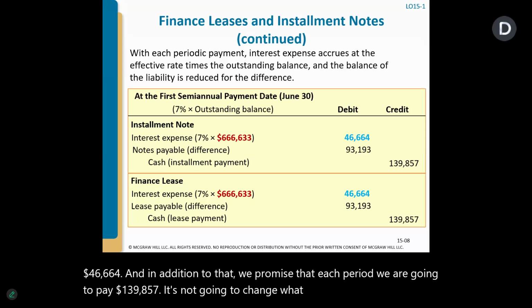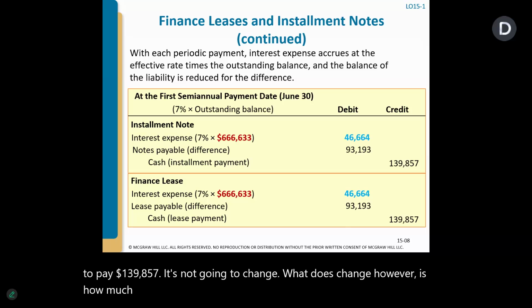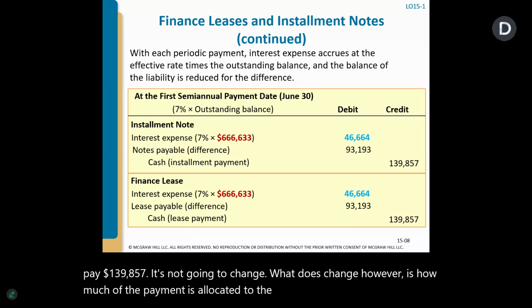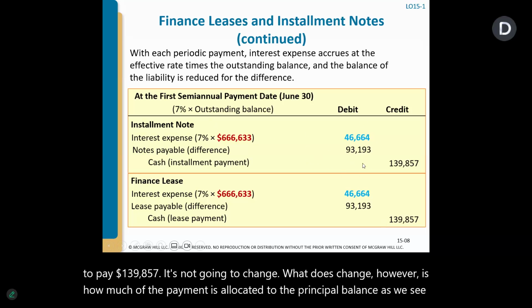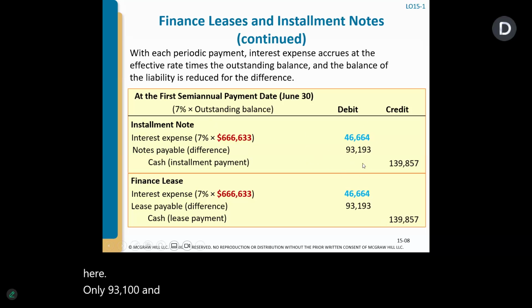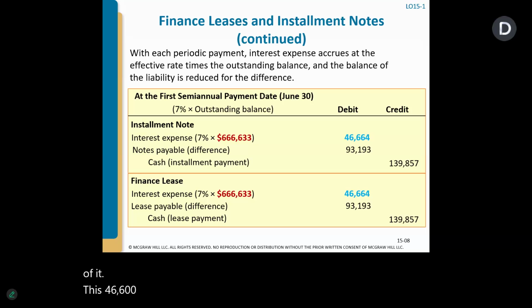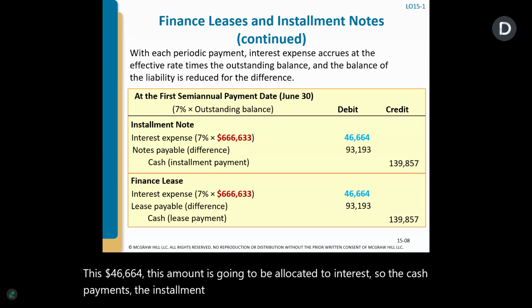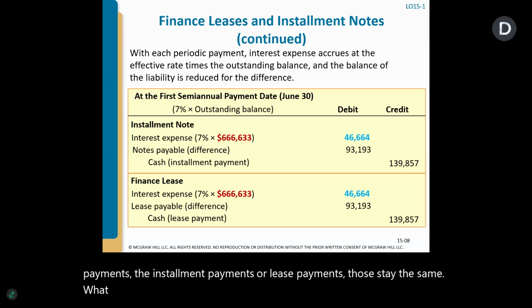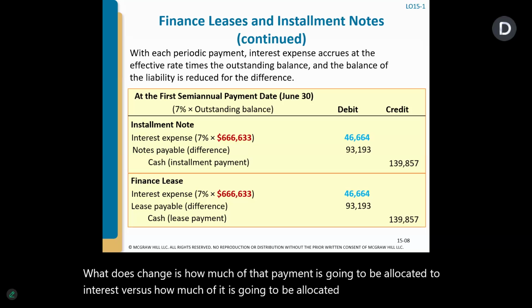What does change, however, is how much of the payment is allocated to the principal balance, as we see here. Only $93,193 is going to be allocated to the principal balance, and the rest of it, this $46,664, is going to be allocated to interest. So the cash payments, the installment payments or lease payments, stay the same. What does change is how much of that payment is going to be allocated to interest versus how much of it is going to be allocated to the principal amount.